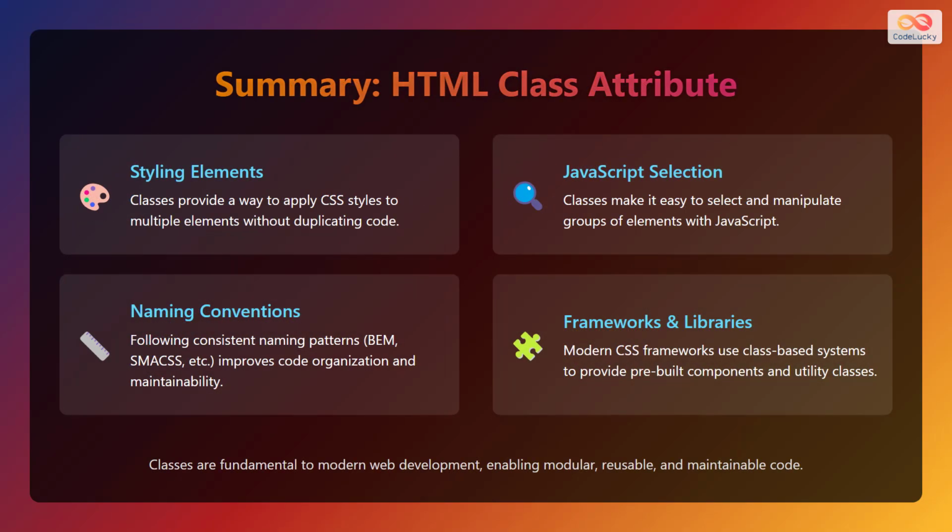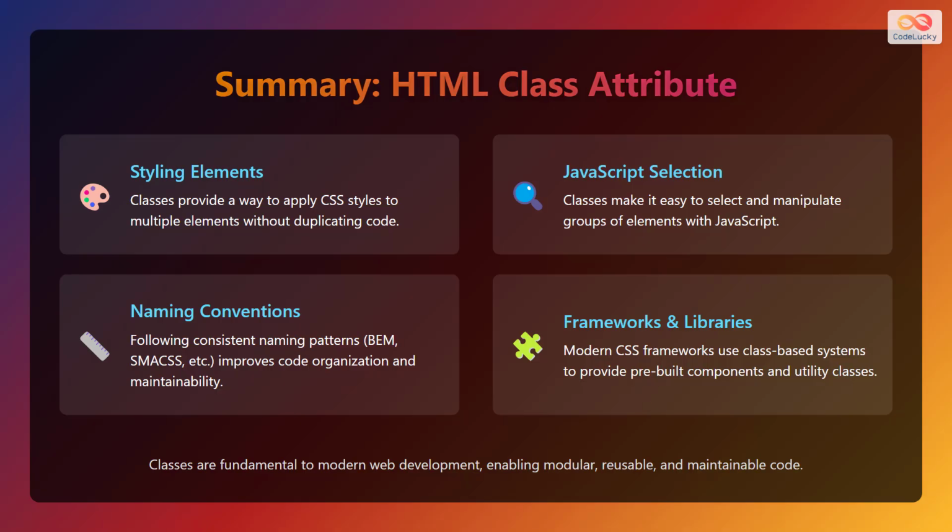Let's summarize the key points about the HTML class attribute. Classes provide a way to apply CSS styles to multiple elements without duplicating code. This promotes consistency and easier maintenance. Classes make it easy to select and manipulate groups of elements with JavaScript, enabling dynamic behavior. Following consistent naming patterns like BEM and SMACSS improves code organization and maintainability, making it easier for teams to collaborate.